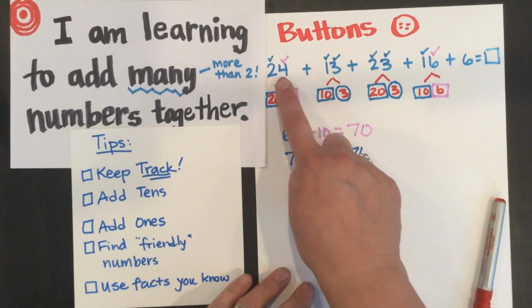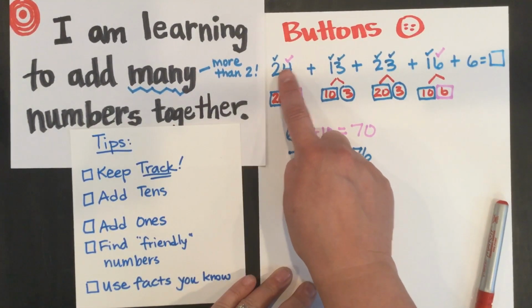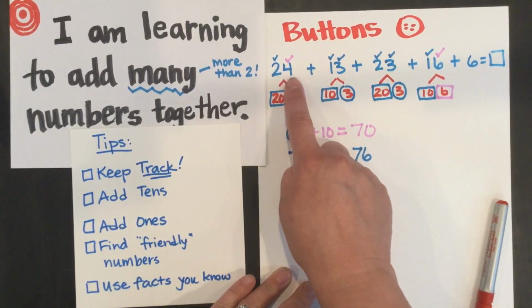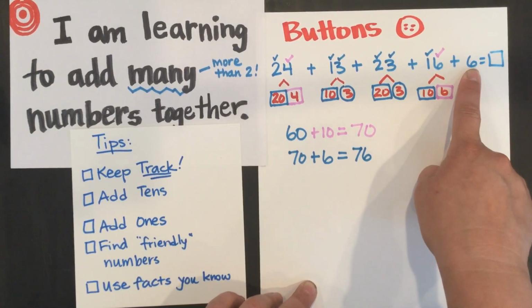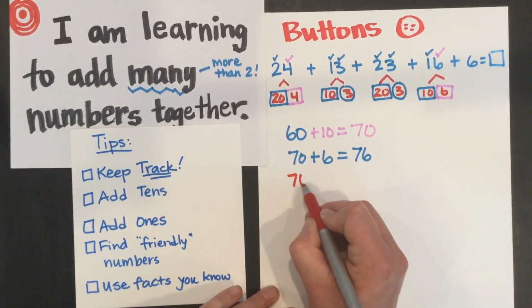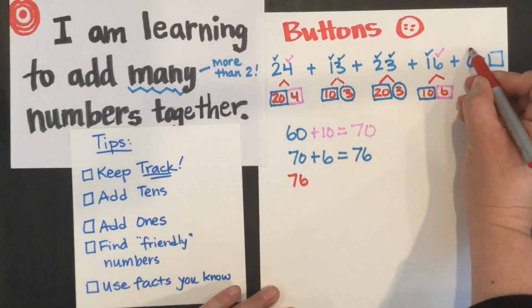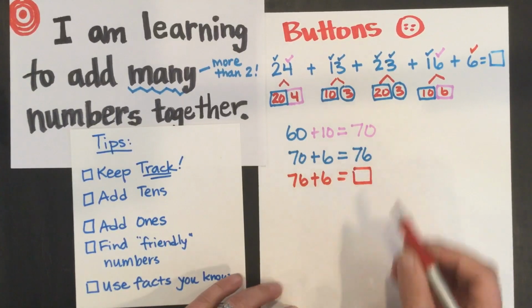I'm looking at my list of numbers, and I've noticed, because I've done a good job of keeping track, that I've used both of the numbers in the digits of the 10s and the 1s here, and then I still have this 6 left over. So now my last equation to show my thinking would be I had 76, and I still have 6 more to add, and I'm wondering what that total would be.